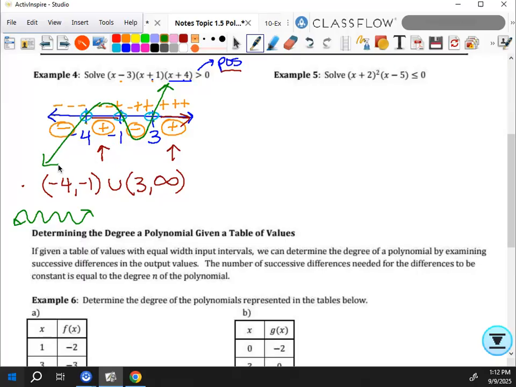We good? Okay, let's look at 5. All right, 5 is completely factored. Let's make our number line here. I only have 2 zeros to put on here, one at -2 and one at 5.